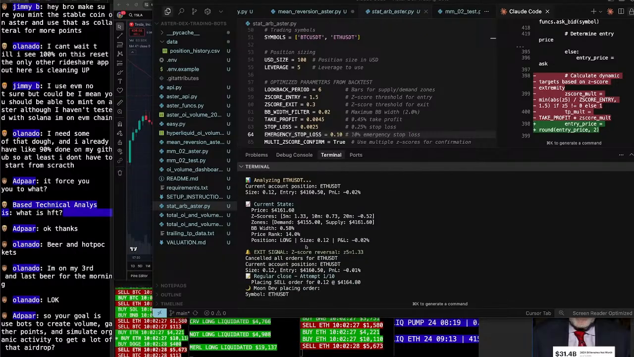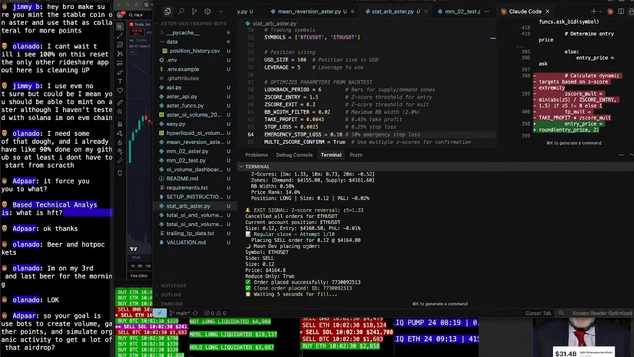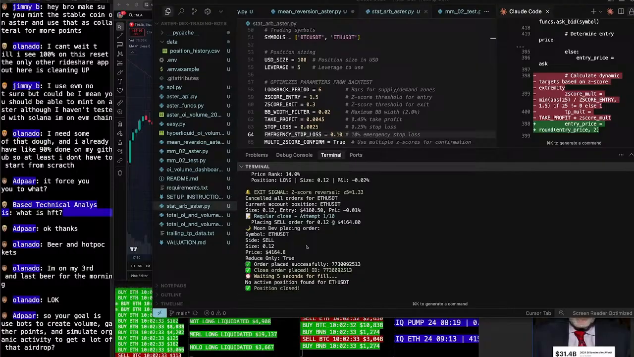So your goal is to use bots to create volume, gather points, and simulate organic activity to get a lot of airdrop. It's not simulating organic activity at all. It's real money. It's real activity. My goal is to build a profitable intraday bot that makes profits and then also earns points. I'm not trying to trick anybody. We're using the API, so it's very clear that we're building bots, but all of the sophisticated traders in the world use algorithms and bots.